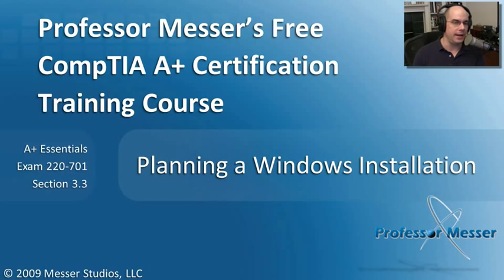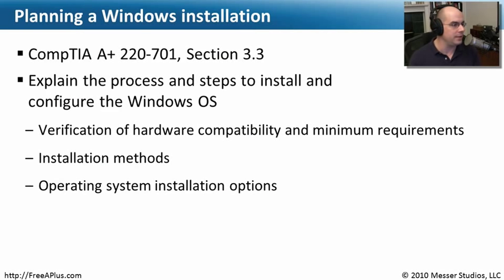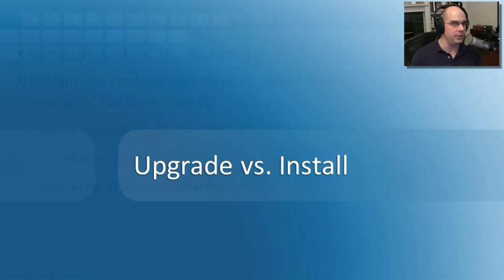I'm James Messer, and in this video, we're going to go through the requirements of CompTIA A+ 220-701, that's your essentials exam, section 3.3, where we need to explain the process and steps to install and configure the Windows operating system. And that includes quite a few things, including verifying hardware compatibility, how you would install the operating system, and all the different things you need to think about before you go through that process of the actual Windows installation.